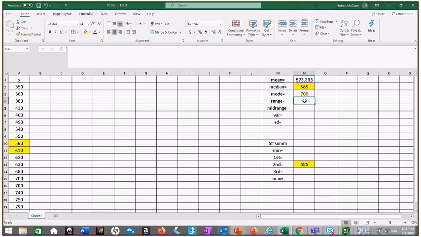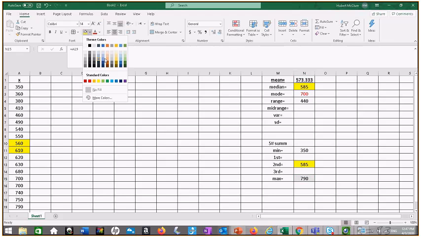Range is equal to the highest minus the lowest. Also, your highest is your max on your 5-number summary, and the lowest is your min. Let's go ahead and mark those a pretty color. That's your high. And then your low, we'll give that a different color.